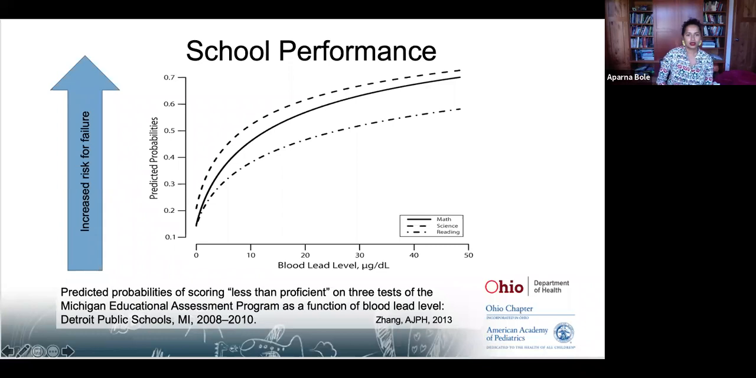Looking at the impacts over the course of a child's school career. This illustrates data demonstrating that the risk of failing proficiency tests in school increases with increasing blood lead levels. This is from several years of data out of Michigan. Next slide.